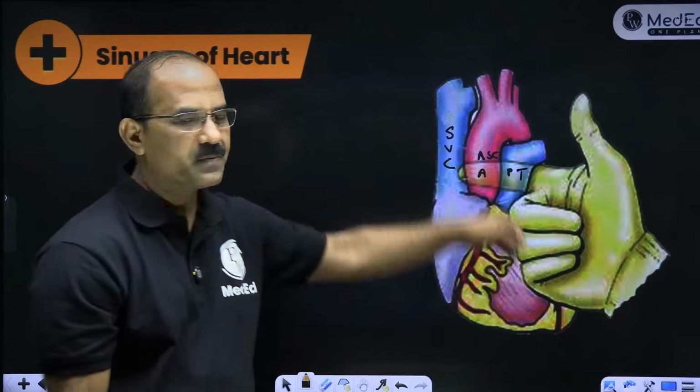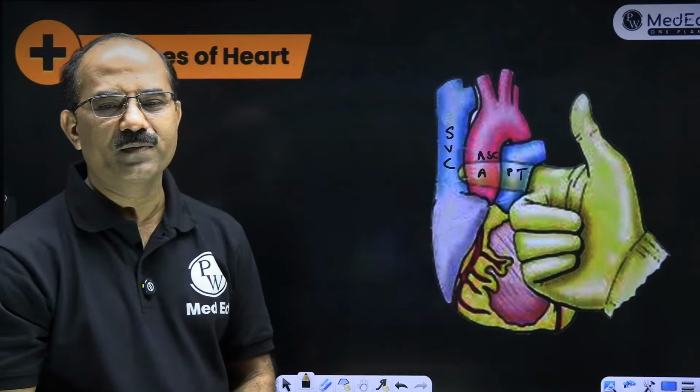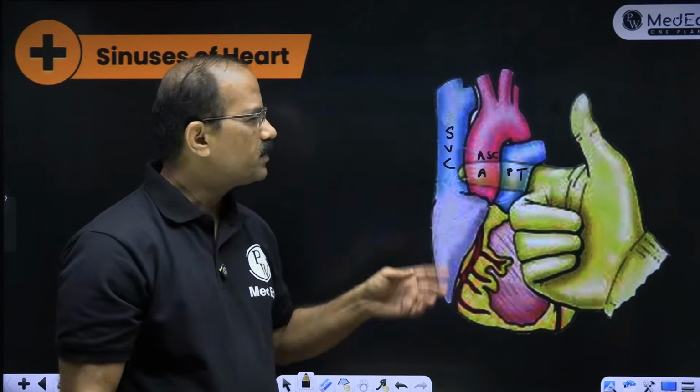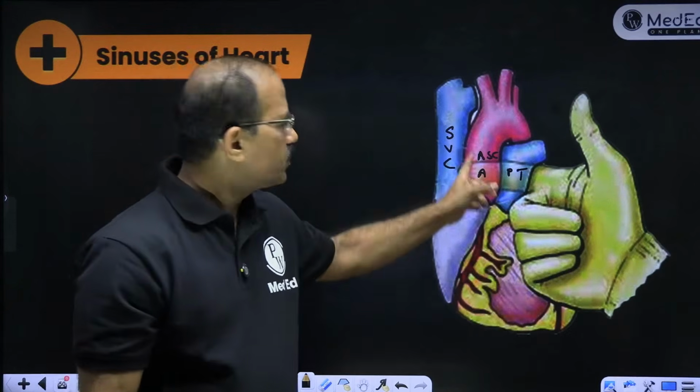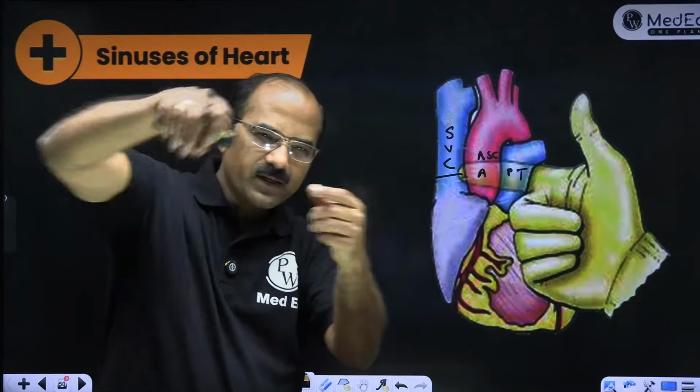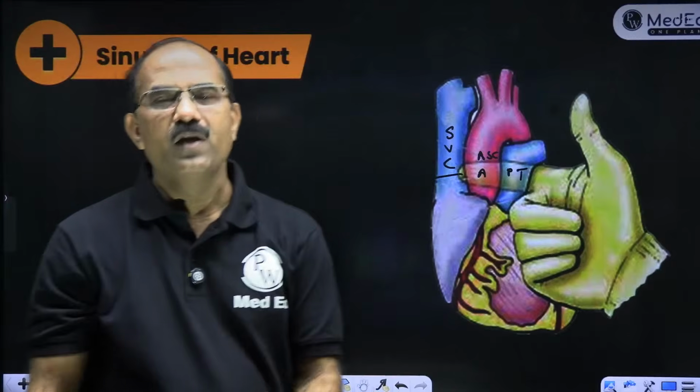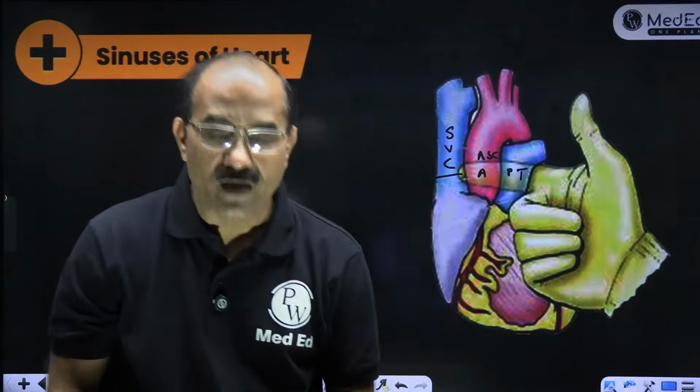So this is the transverse pericardial sinus. Very good. Remember this. What is the importance of the transverse sinus? When cardiac surgeries are done, you can put a ligature from here, put a thread like this, and you can tie the ascending aorta to control the blood flow during cardiac surgeries.